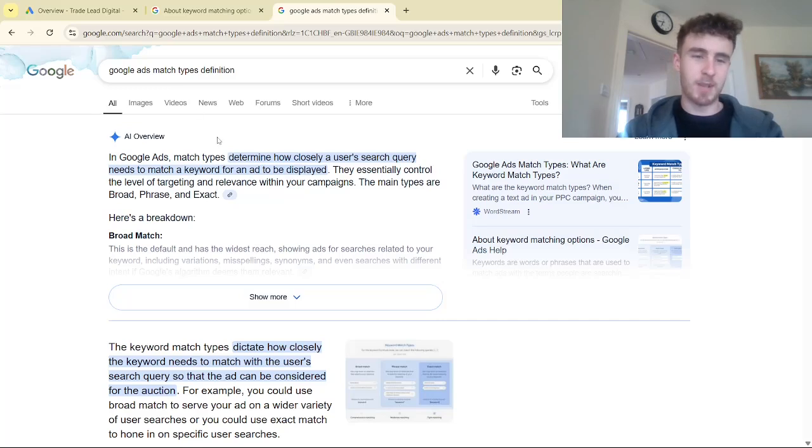And just to briefly explain what the match types actually are, they determine how closely a user's search query needs to match a keyword for an ad to be displayed. The simplest way of describing it is how close to the original keyword is the actual search term that you appear for. So exact match is obviously the strictest, with searches being the most related to the actual keywords themselves, whereas on the other hand, broad match is the loosest, meaning that you can appear for search terms that in a lot of cases can even be completely unrelated to the keyword itself.